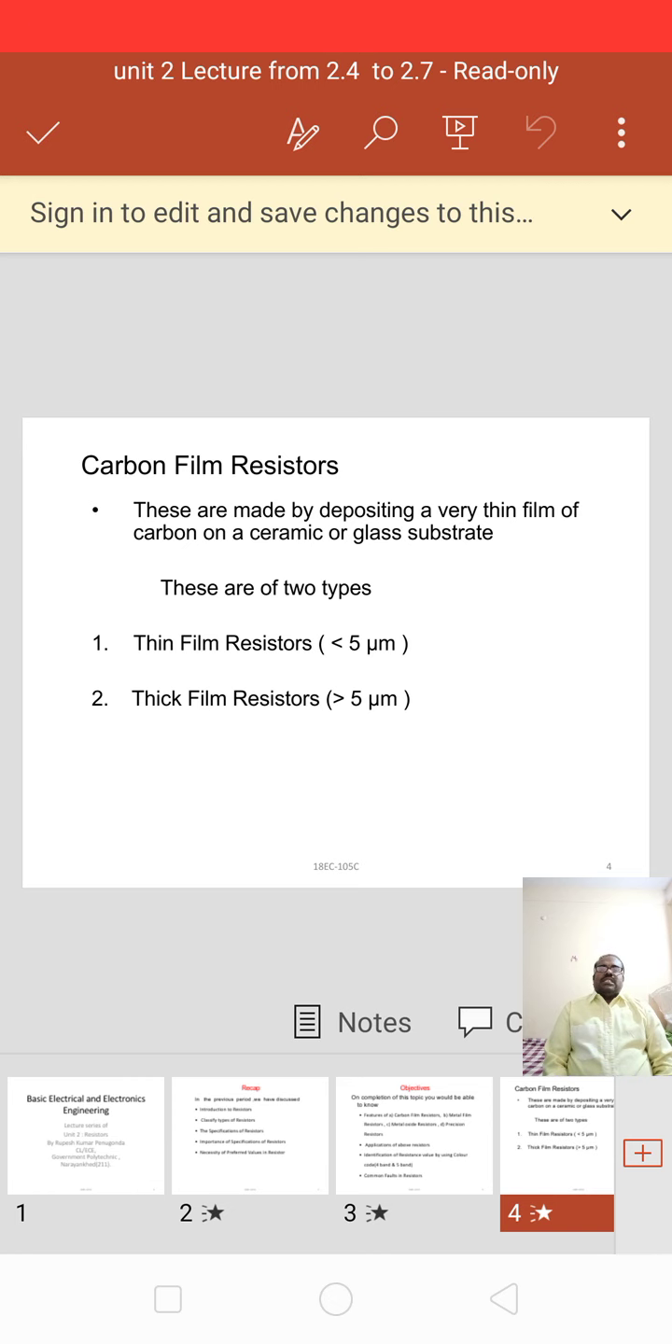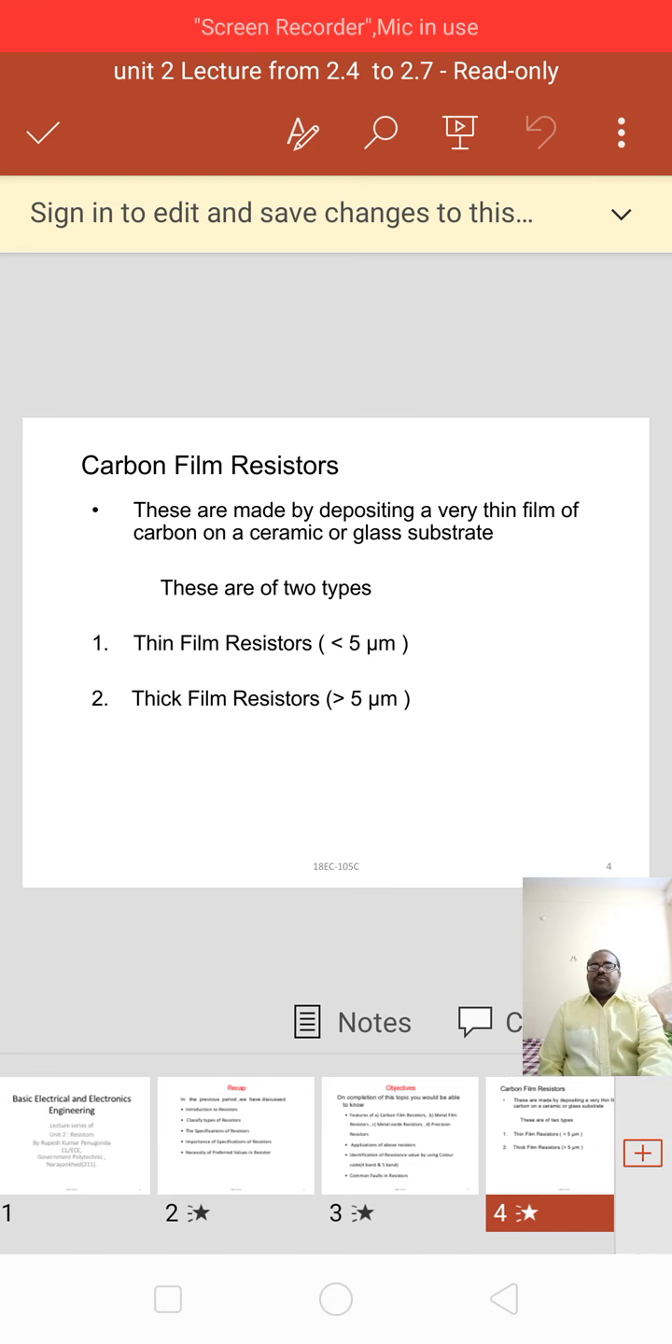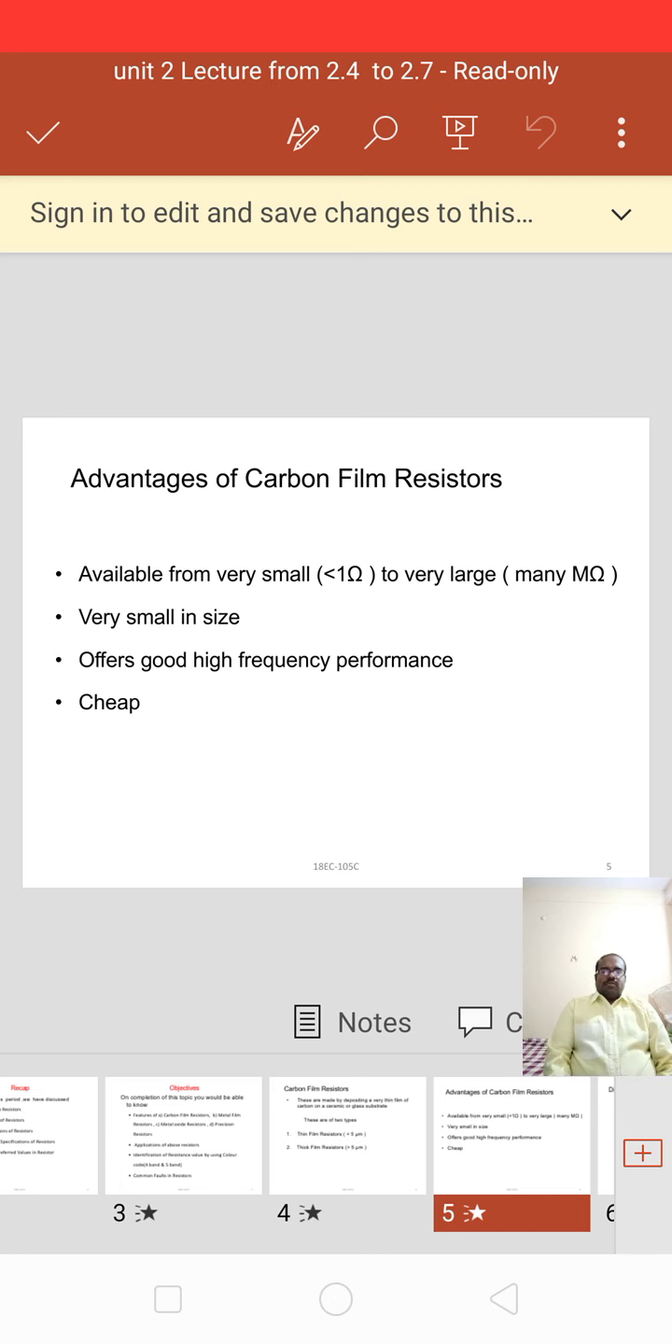Thin film resistors are less than 5 micrometer thick. Thick film resistors are greater than 5 micrometer thick. Next, advantages of carbon film resistors.